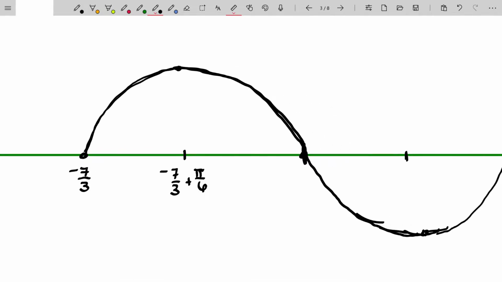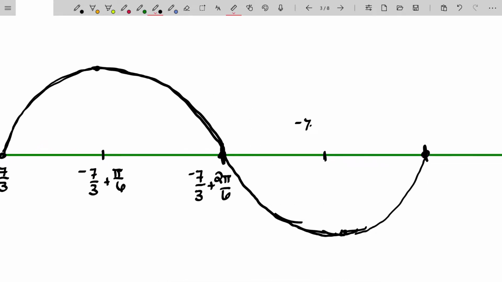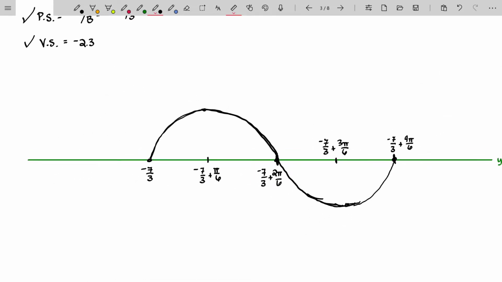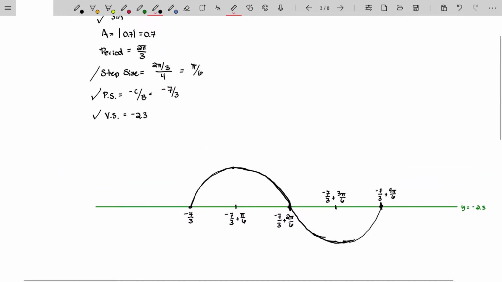In the next step, you'll have another pi/6 that you're adding. So this is your second point, 2 steps of size pi/6. And the next point started at -7/3, and you have 3 steps of pi/6. And the next point started at -7/3, but now it's 4 steps of pi/6 away. That's what I recommend doing if the units don't match up nicely. So we take care of the step. If you measure out the period on that, it is 2pi/3. I'm not going to bother.